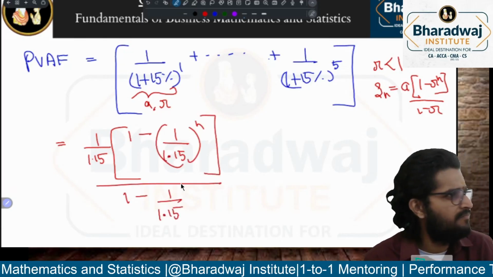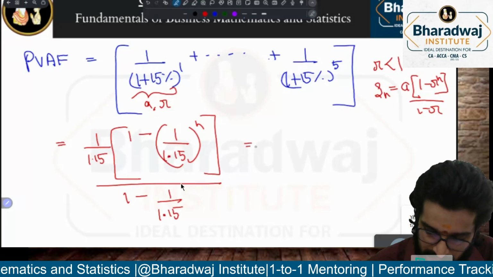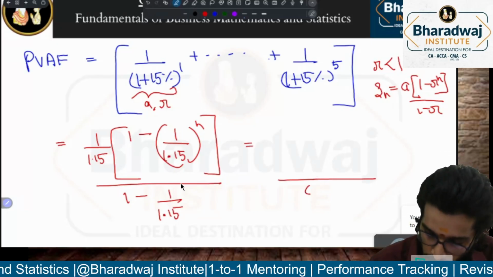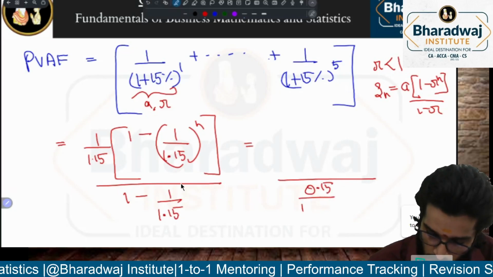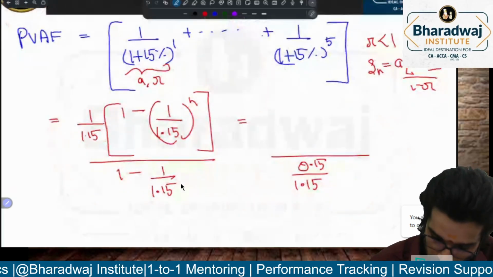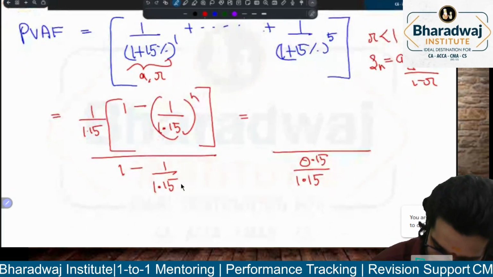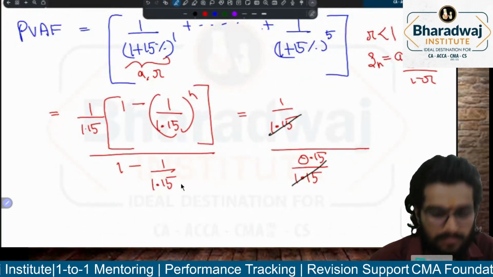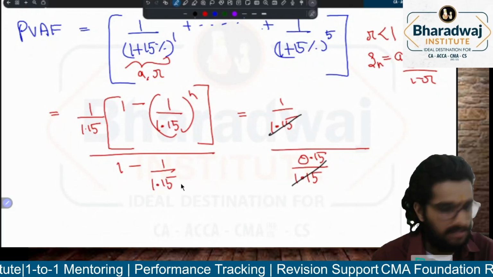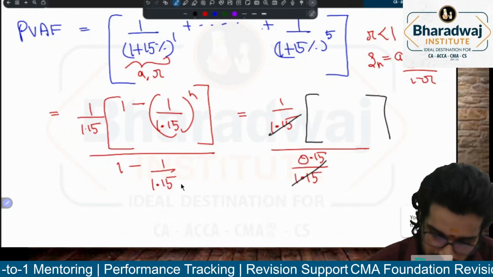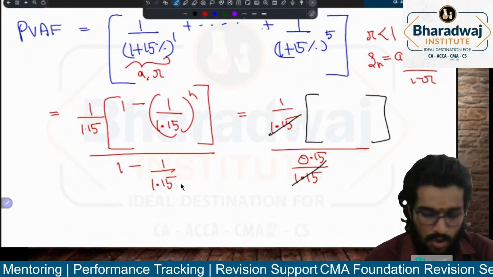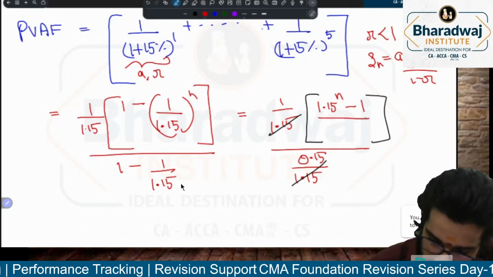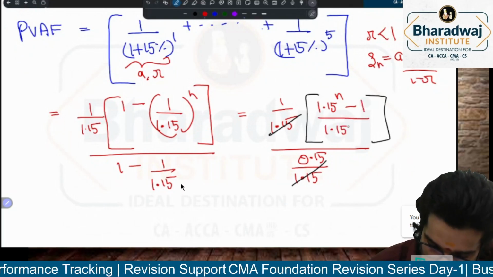If I take the LCM, do a few magic steps, I will get 1.15 minus 1, which is 0.15 divided by 1.15. In the numerator, I will be getting 1 minus 1 divided by 1.15. Basic mathematics, it will get cancelled. The product inside the bracket, I will get 1.15 power n minus 1 divided by 1.15 power n.